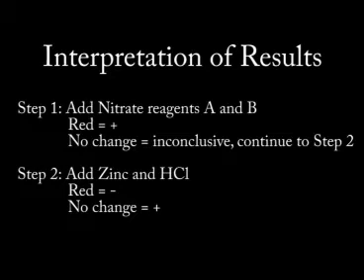Once the broths have been inoculated and incubated, you will go through 2 different steps to interpret your results. In step 1, you will add 2 reagents, nitrate A and nitrate B. After the addition of nitrate reagents A and B, if the broth changes to the color red, it is considered positive for nitrate reductase. If there is no color change in the broth, the test is considered inconclusive, and you must move on to step 2.